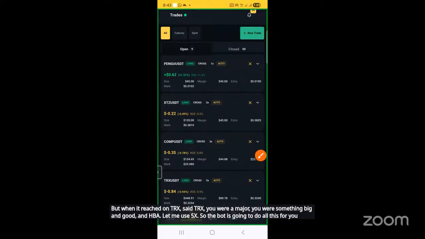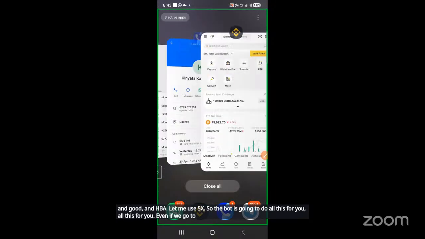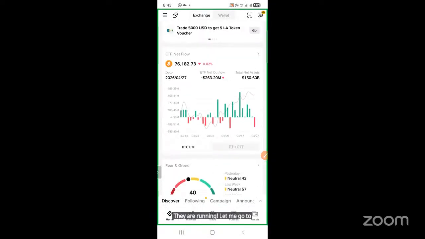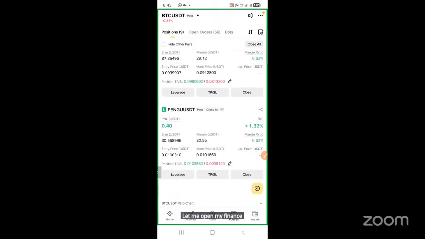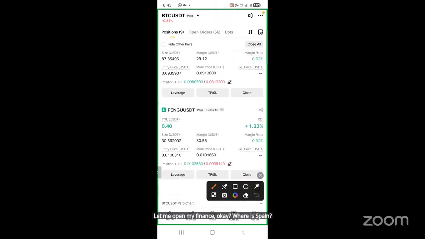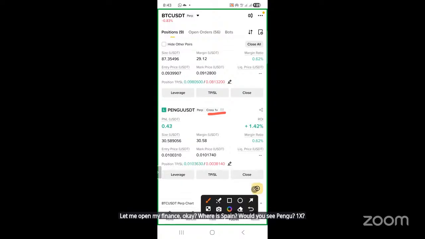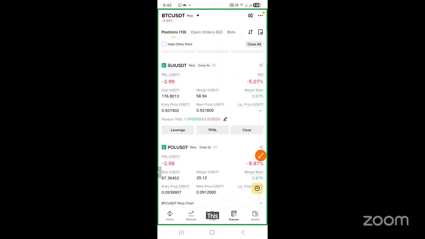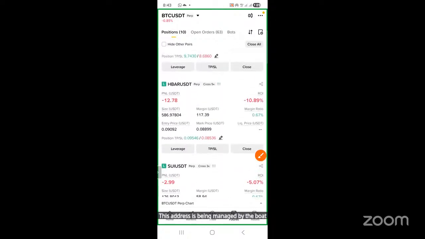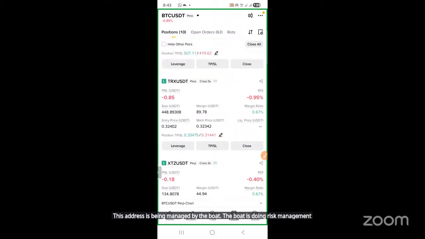Even if we go to my Binance, you will see that these trades are there, they are running. Let me open my Binance for you guys. Where is Pengu? Do you see Pengu? 1x, with a stop loss, take profit, everything. You see Sky, 3x. These are the trades being managed by the bot. The bot is doing risk management for me. I don't have to worry.